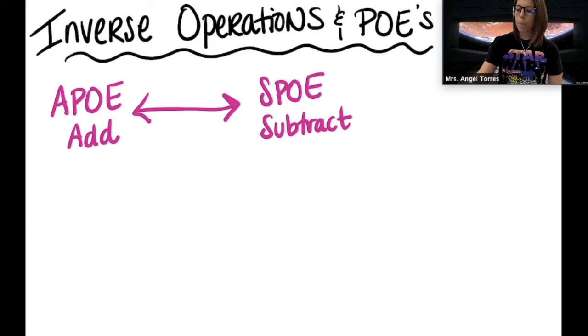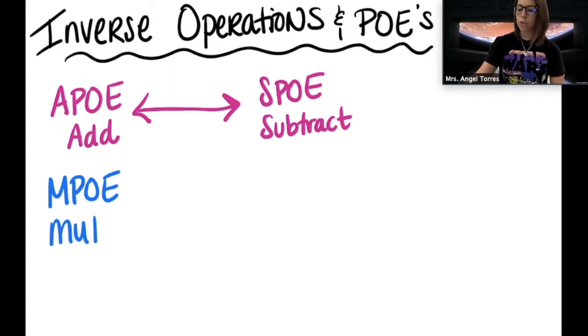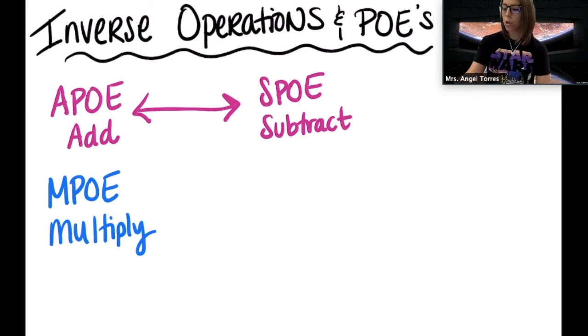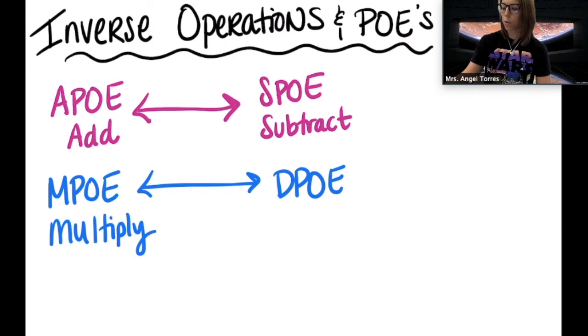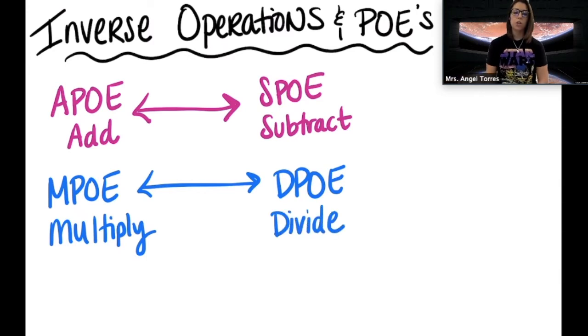We also know about the multiplication property of equality, which states that you have to multiply both sides of an equation by the same value to remain true. And that is the inverse or opposite of the division property of equality, which states the same thing. However, what you divide on one side, you must also divide on the other to remain true. Now, these are the only properties of equality that we've used so far in solving equations. Now we're going to introduce a third one.